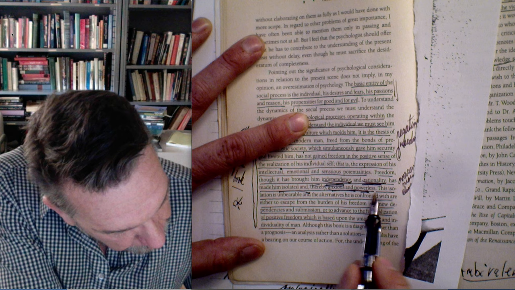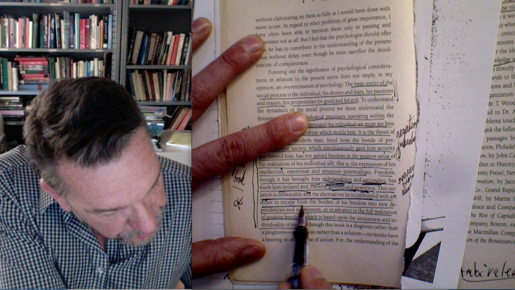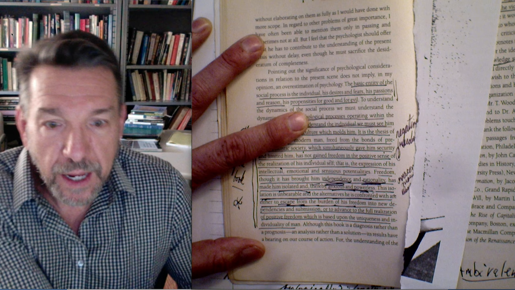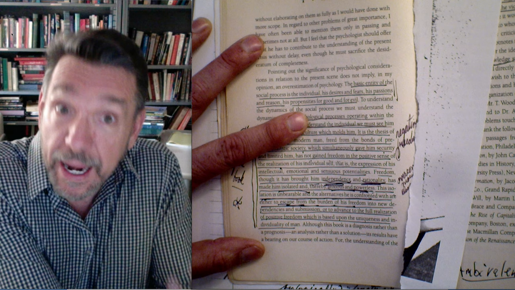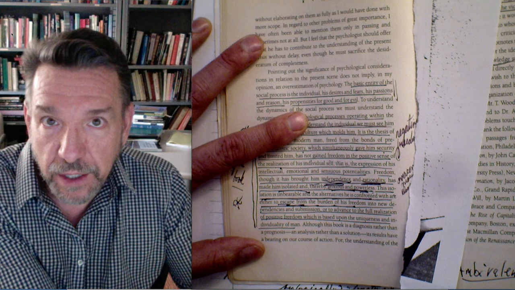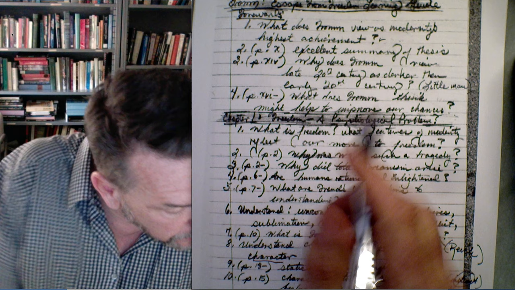And then you seek alternatives. You seek to escape from the burden of freedom into new dependence and submission, right? And there it is. And so the burdens of negative freedom are too great. You can't handle it. And so you then try to strive to get rid of freedom, escape from it, into authoritarianism, destructiveness, or automaton conformity, right? Okay, so that's in the preface.